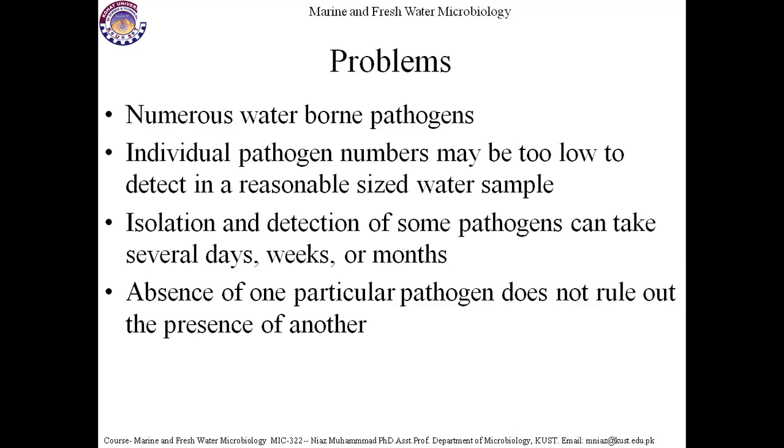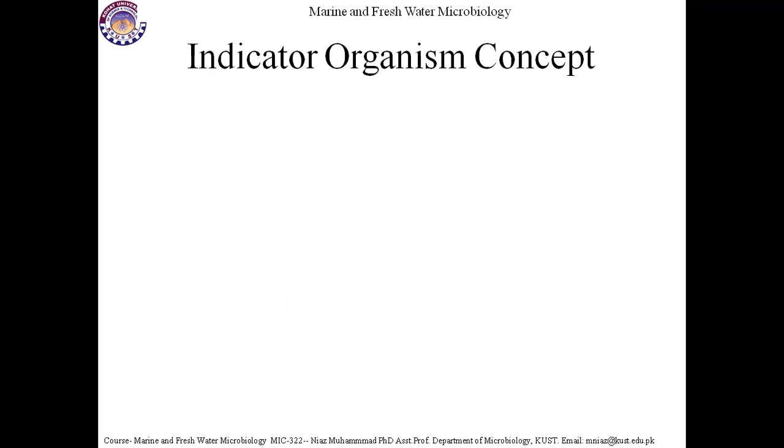So keeping these problems in mind, it has been established that we have to go for the indicator organism concept, that we will use one indicator. If that microorganism is present, it means others are also present. If this organism is not present, it means others are also not present. Therefore, people have gone for the indicator microorganism concept.